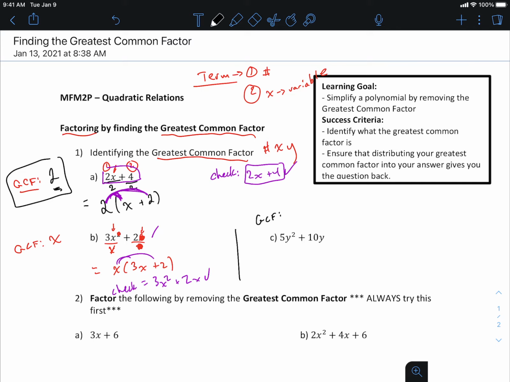It looks like in this question, I'm going to deal with the numbers first. I'm going to see if there's a number that I could divide both of those by. It looks like I can divide both of them by 5. Alright, so that takes care of the number portion. Okay, it looks like my greatest common factor is going to have a 5 in there.